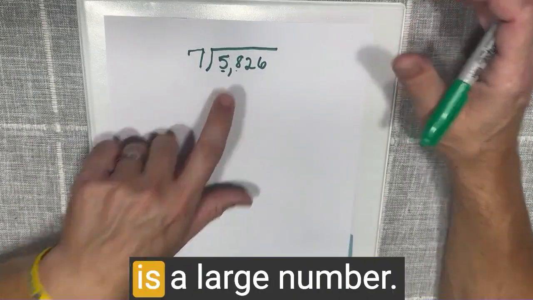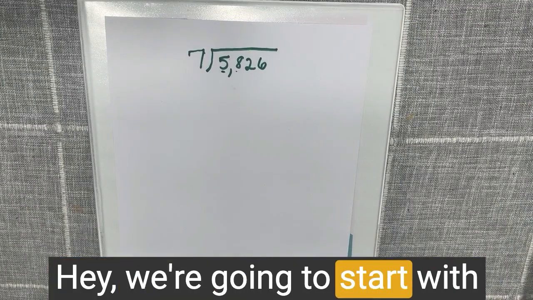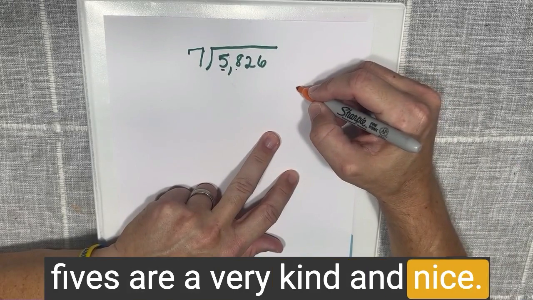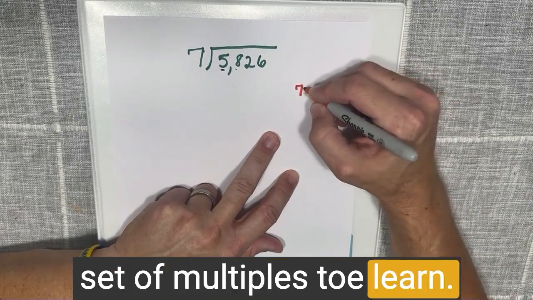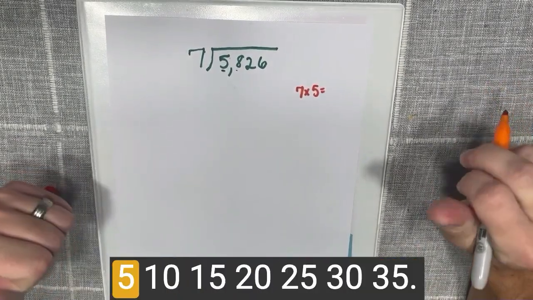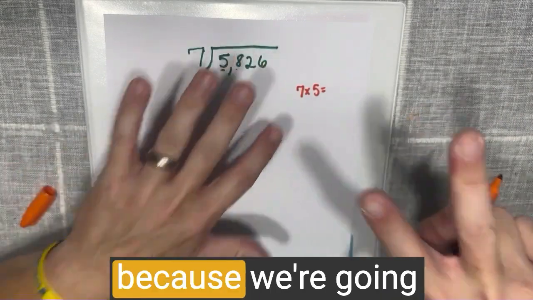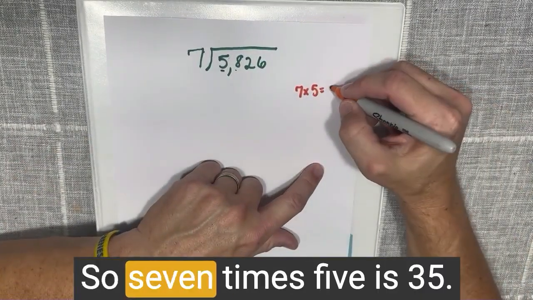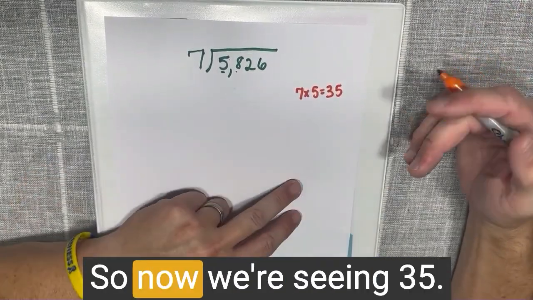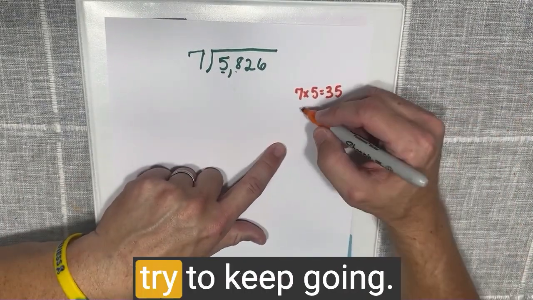Okay. Now, remember, 58 is a large number. So just like we said before, we're going to start with our 5s because, again, 5s are a very kind and nice set of multiples to learn. So we got 7 times 5. We're going to figure out what that is. So we're going to just count it out. 5, 10, 15, 20, 25, 30, 35. I'm going to stop at 7 because we're going into it 7 times. So 7 times 5 is 35. All right. So now we're seeing 35. Remember, we're trying to get to 58. So 35 is really not that close. So we're going to try to keep going.